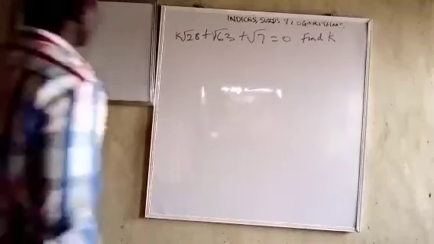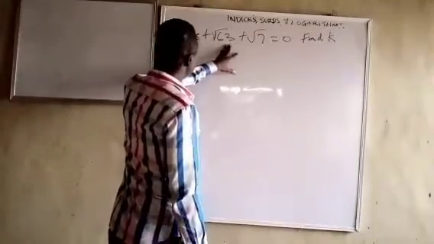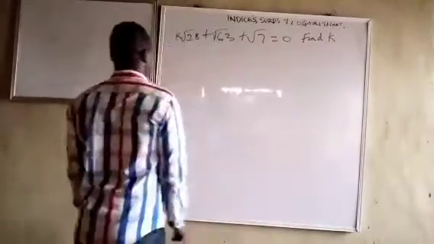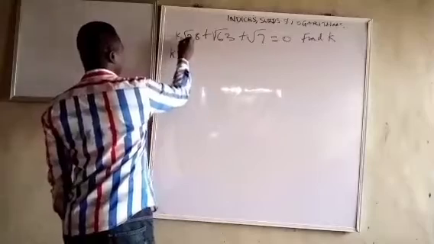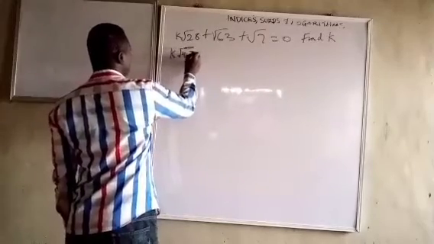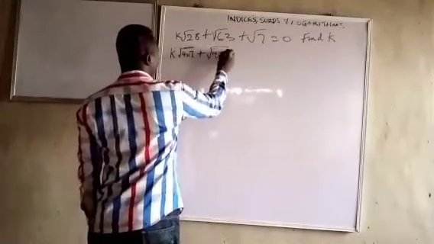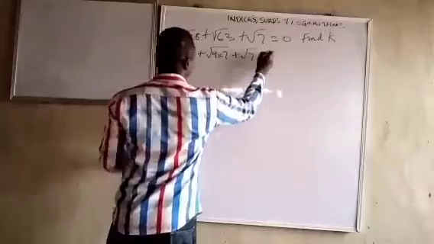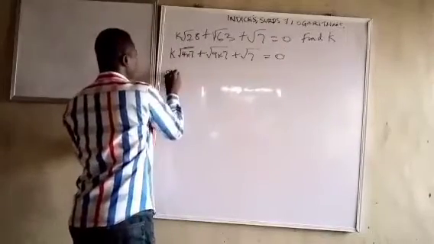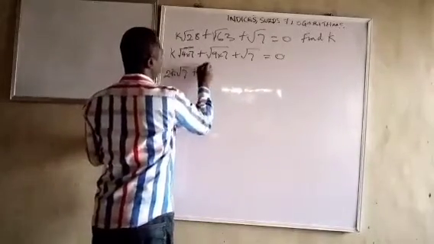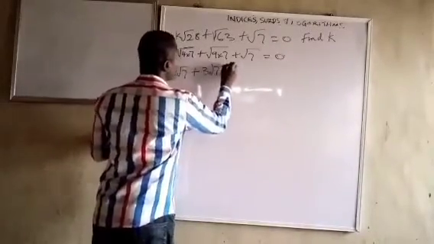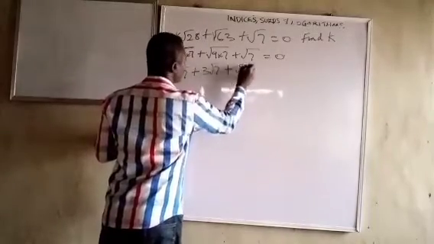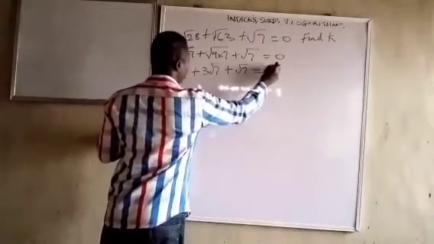So we have this: k root 28 plus root 63 plus root 7 equals 0. What is the value of k? Now let's work this out. So k into root of 4 times 7 plus root of 9 times 7 plus root 7 equals 0. So this one will be 2k root 7 plus 3 root 7 plus root 7. And this should give us 0.